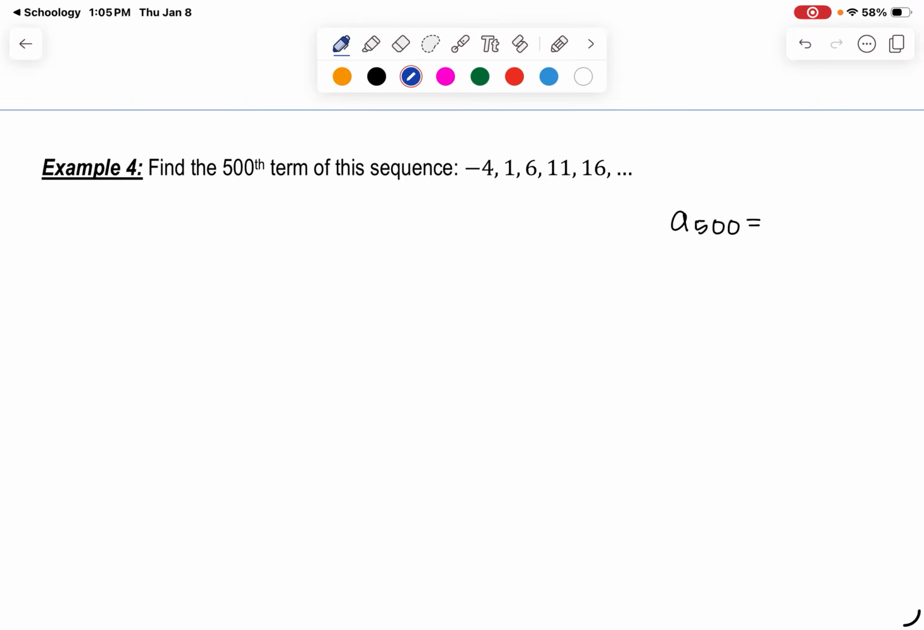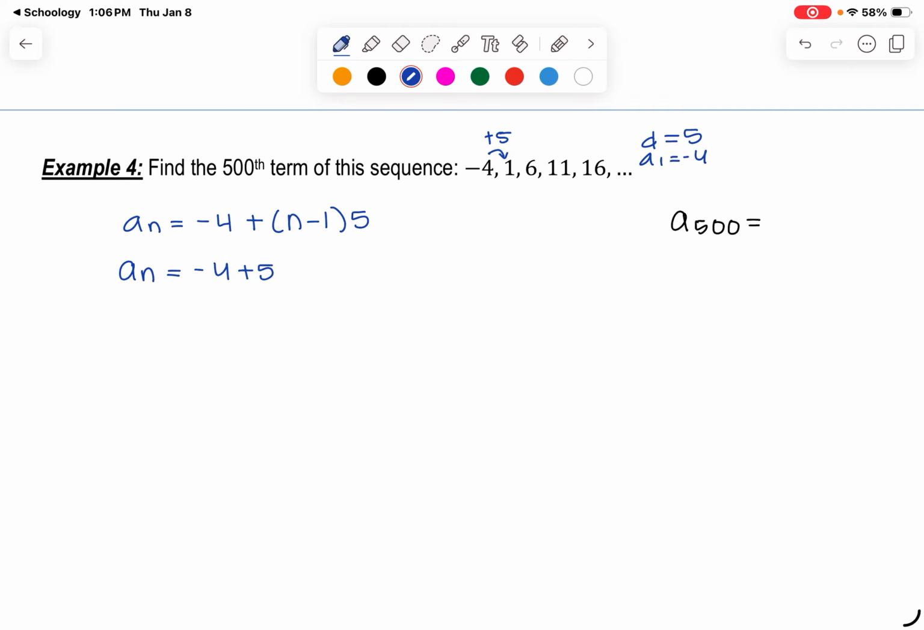So first off, we have to check to see if this is arithmetic, which, spoiler alert, it is, because that's all that we know so far. So plus 5, plus 5, plus 5, plus 5. Yep, it goes through, okay? So it is arithmetic. Our difference is 5, and our first term is negative 4. So we can write a rule. We're going to do a sub n is equal to a sub 1, which is negative 4, plus n minus 1 times 5.